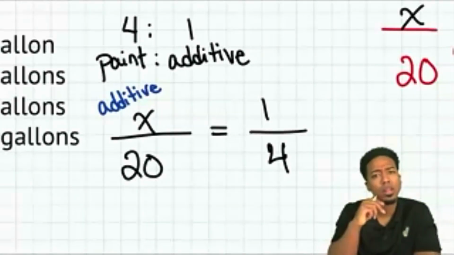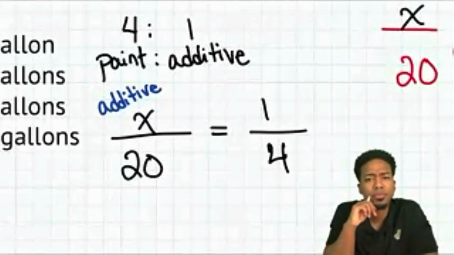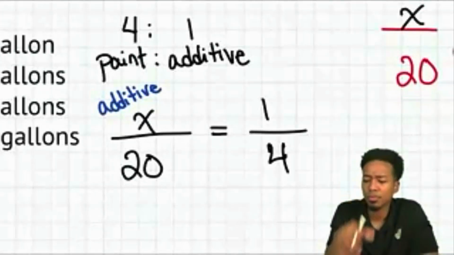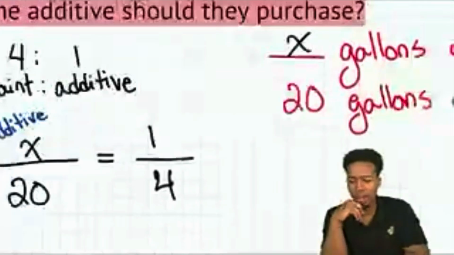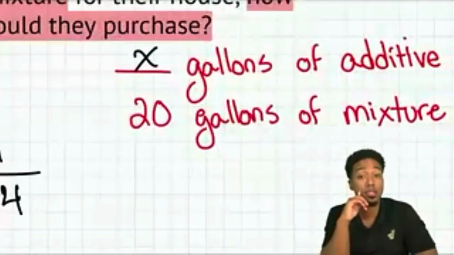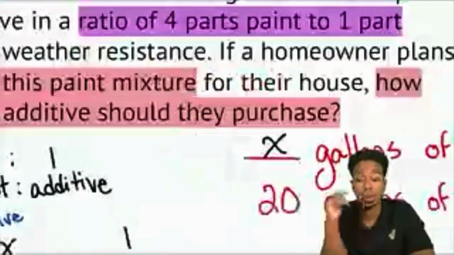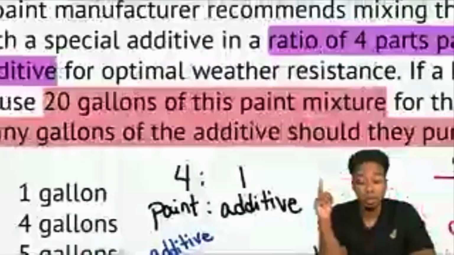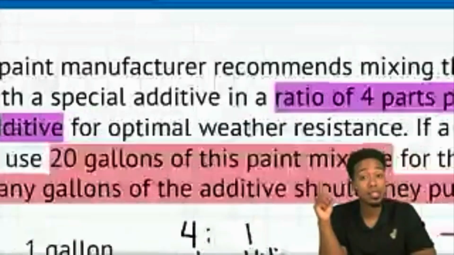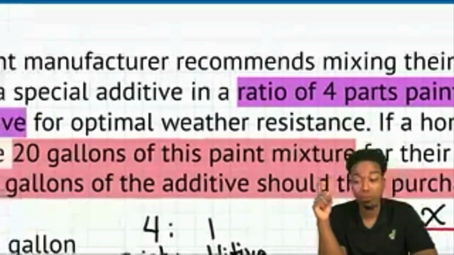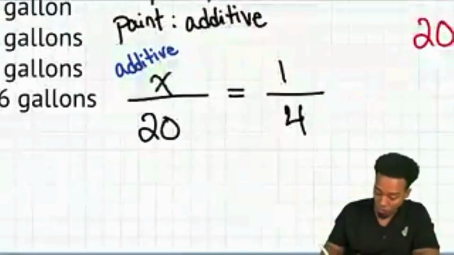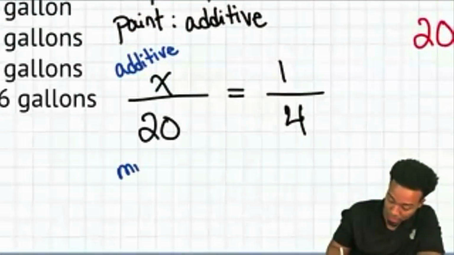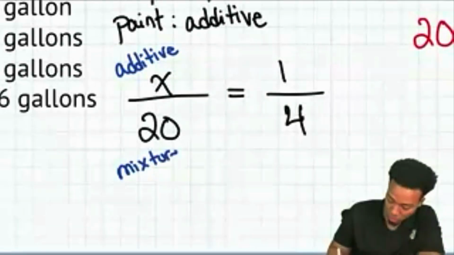What does the 20 represent, everybody? What does the 20 represent? The mixture. No, not paint. It's 20 gallons of the mixture. Take a look at the problem again. It says 20 gallons of this paint mixture. 20 gallons of the mixture. So we know that this 20 over here represents the mixture.